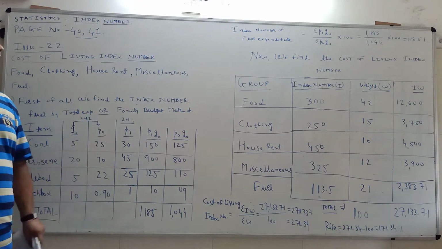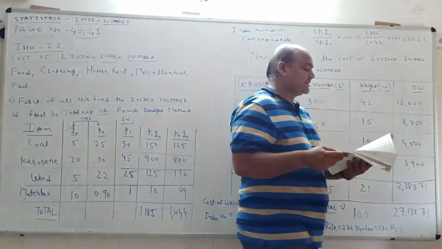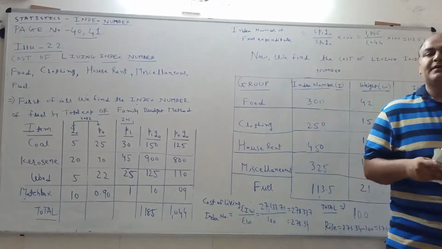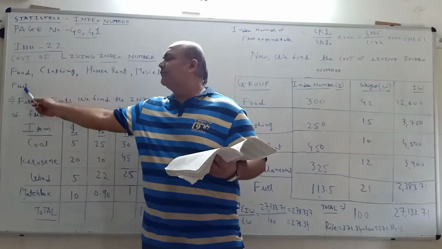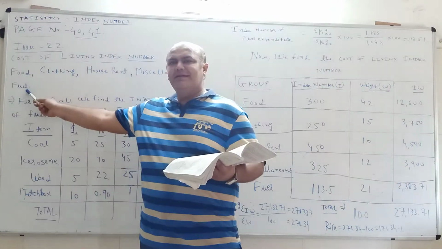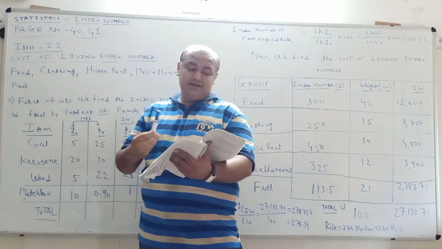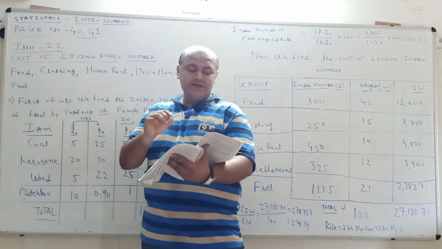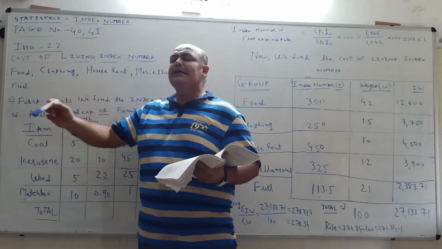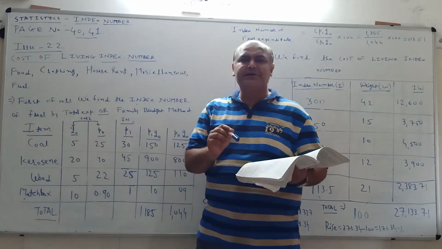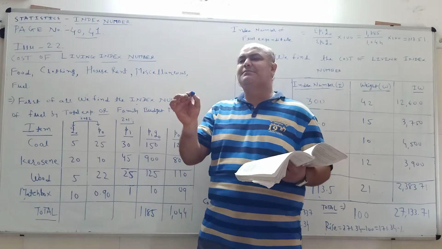Now, you can understand that coal, matchbox, kerosene and wood definitely come under the heading of fuel. These 4 items are all part of fuel. Coal, kerosene, wood and matchbox are the part of fuel. It means in this question, first of all we have to find the index number of fuel.